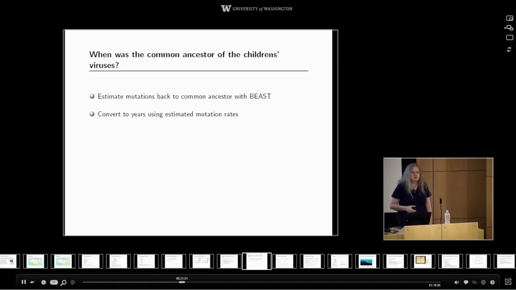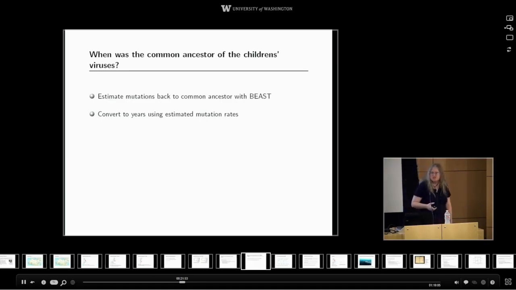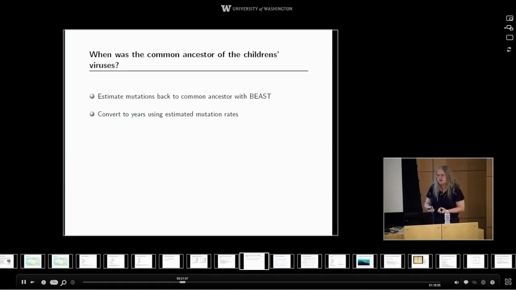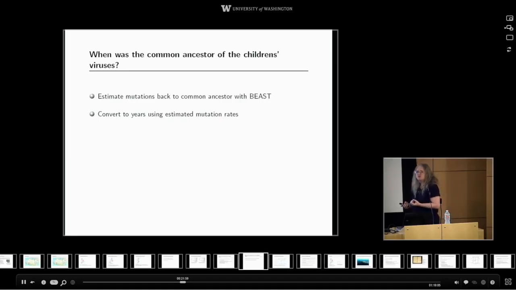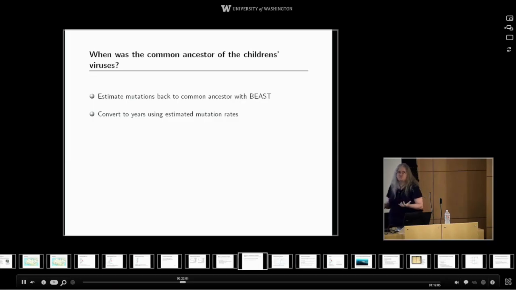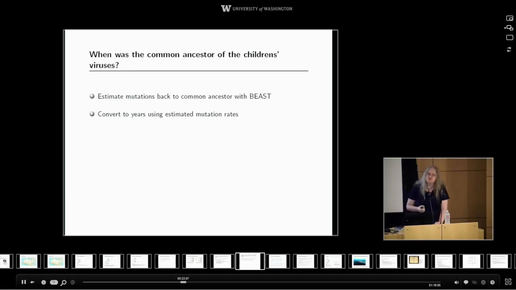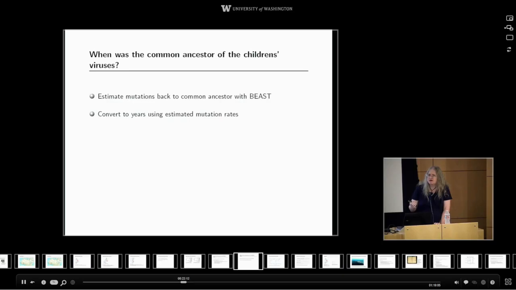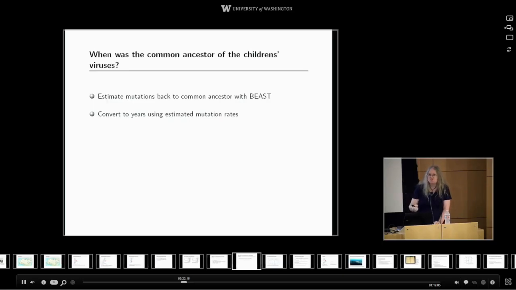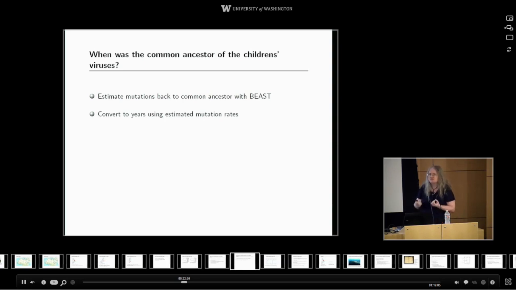So my colleagues used a software package called BEAST to estimate how many mutations back to the common ancestor and to convert that to years, knowing worldwide information about how rapidly HIV mutates in patients. The critical thing that they use the sophisticated software for, you could get an estimate of the time just by taking the trees I showed earlier, measuring the number of mutations back to the inferred common ancestor, and applying the mutation rate to get a time.